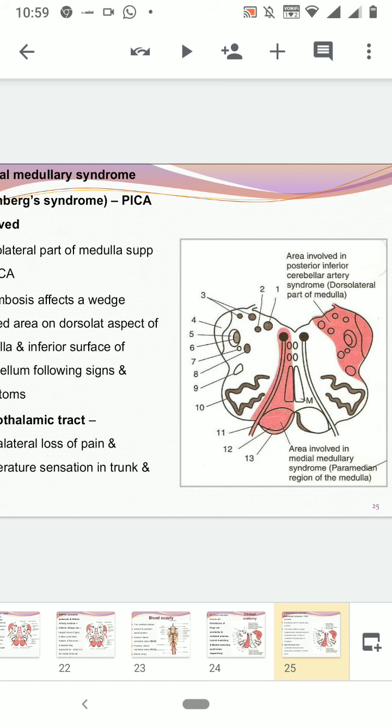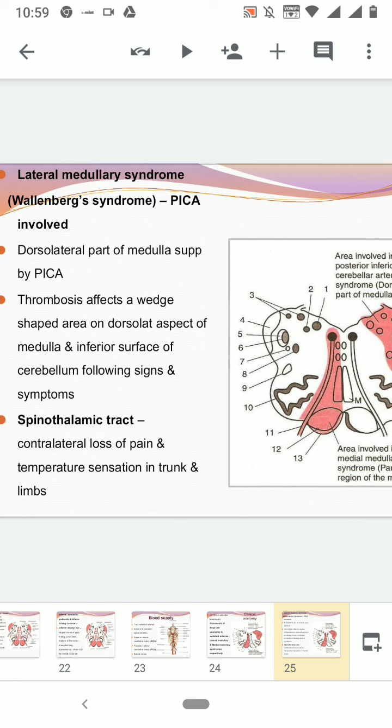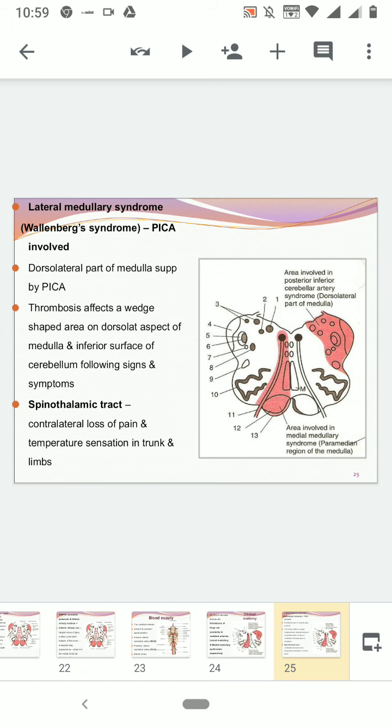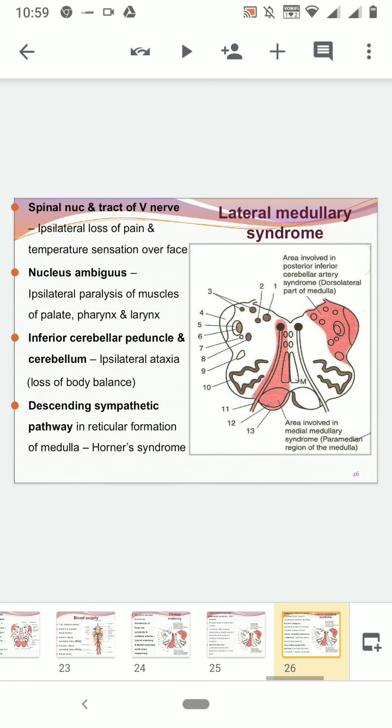So you have cerebellar symptoms in the signs and symptoms. What else will get affected? The spinothalamic tract is there. The spinothalamic tract, remember, carries contralateral pain and temperature. They are already crossed fibers, not like the cuneate and gracilis fibers. The lateral spinothalamic tract is already crossed fibers, and they carry pain and temperature in the trunk and the limbs, so that will get lost. Remember that it will be a contralateral loss.